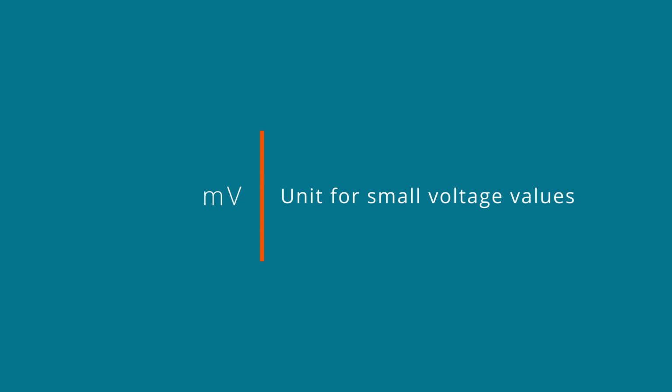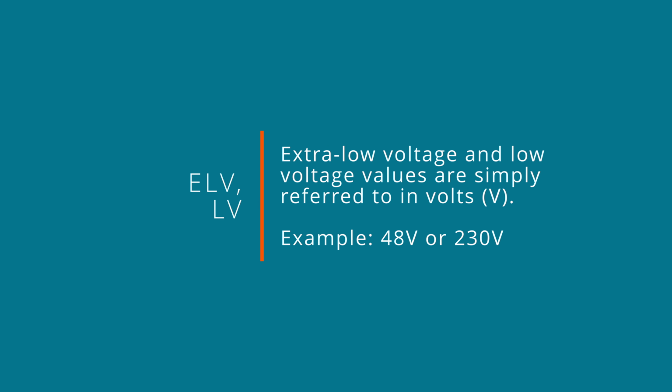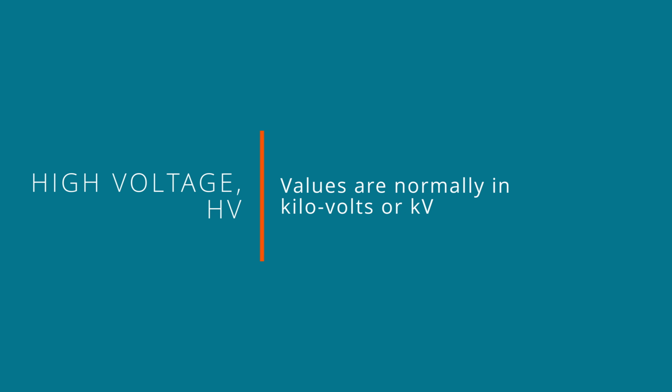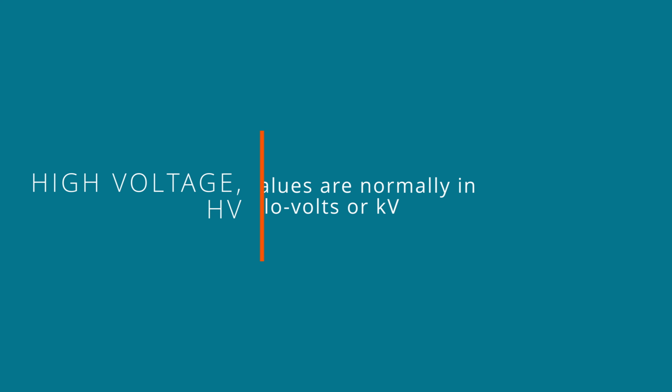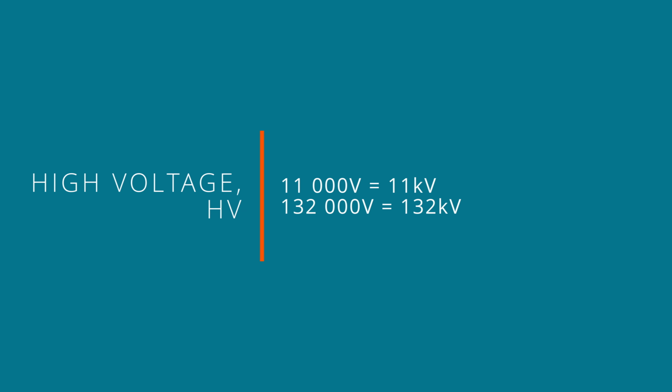For very small values of voltage, typically below 1 volt, we may talk about millivolts, and for values above 1 volt, we simply refer to them in volts. For example, 48 volts or 230 volts. Then when we enter the high voltage space, or HV, we mostly talk about kilovolts or kVs. For example, instead of saying 11,000 volts, we say 11 kV. And instead of saying 132,000 volts, we say 132 kV.